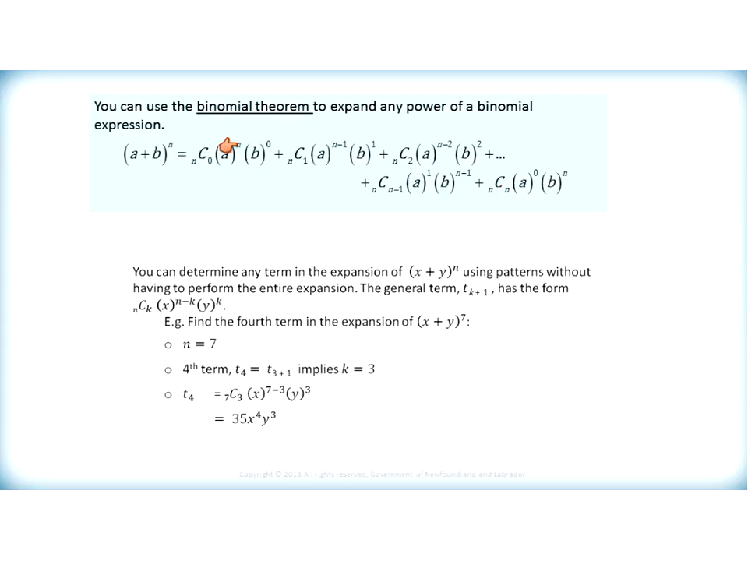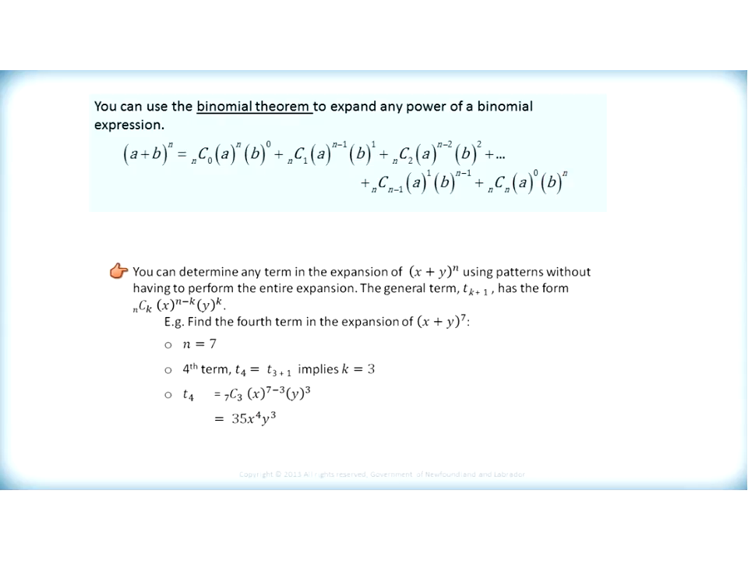Notice again your powers here. n subtract 0 is n. n subtract 1 is your power. n subtract 2 is your power. n subtract n is 0. Your second power is this number: 0, 1, 2, and up to n.